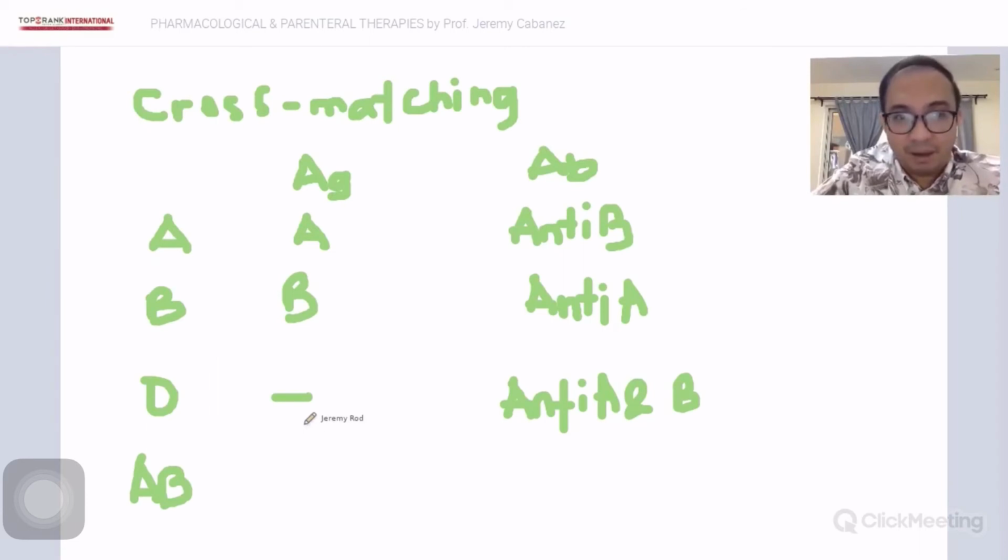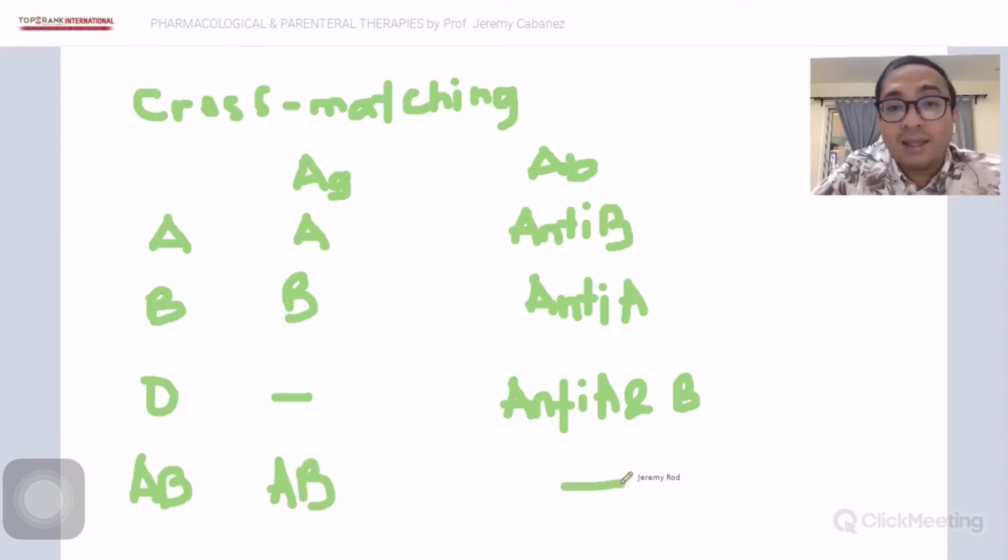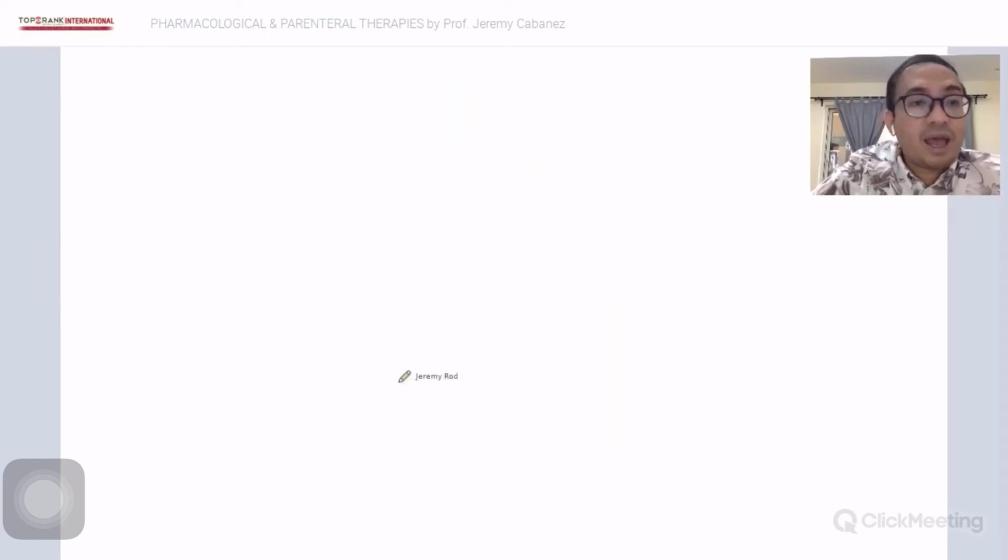Okay, AB. Anong antigen ng AB? AB has an antigen of AB. Pero meron ba siyang antibody? Wala. That is why kung wala siyang antibody, ano ang tawag sa AB? It is a universal recipient. They can receive blood from anybody.